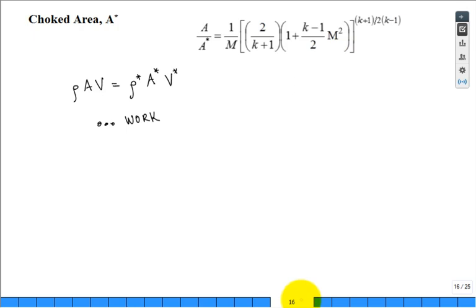Guess what? You can also get something for this A asterisk. What is A asterisk? Well, that's your choked flow area. And so the actual area to the choked flow area is given by this complicated equation with Mach numbers, et cetera. Now, how did they start? What is the starting equation to derive this area equation for the physical divided by the choked flow area? What does this equation look like right here?